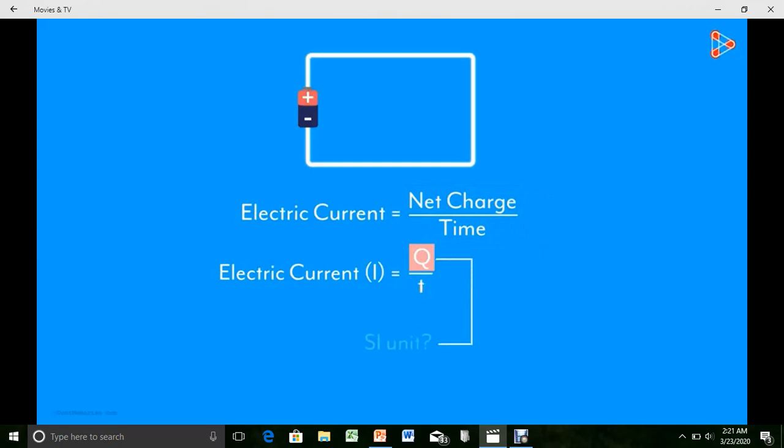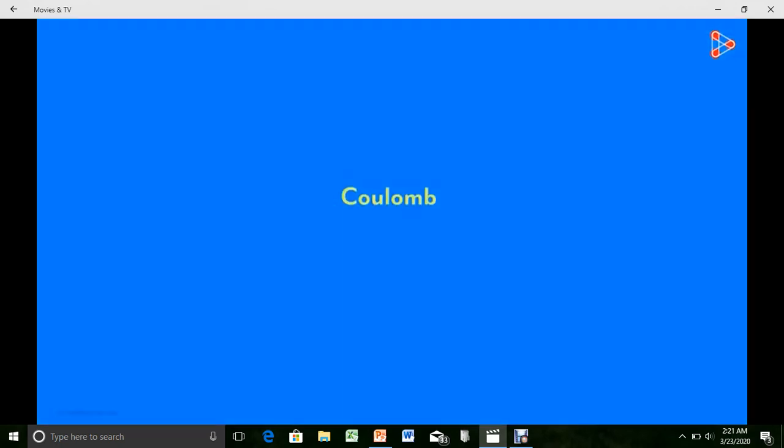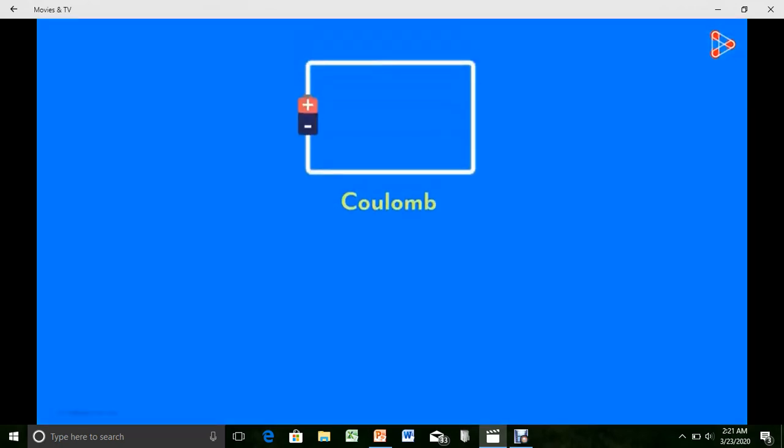Do you know the SI unit of electric charge? It's Coulomb. How do we understand Coulomb? It's very easy and logical. It is the charge contained in approximately 6.24 times 10 raised to 18 electrons. 1 Coulomb is the charge contained in these many electrons.